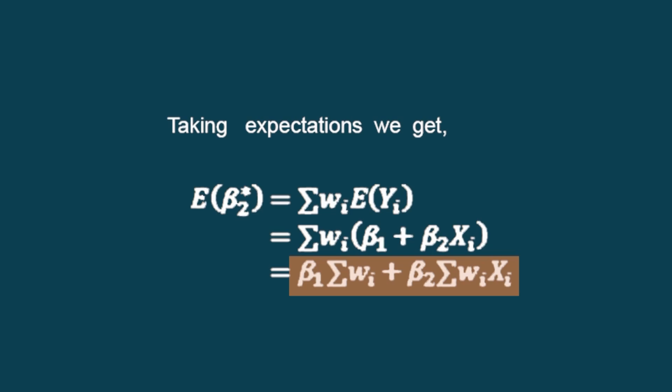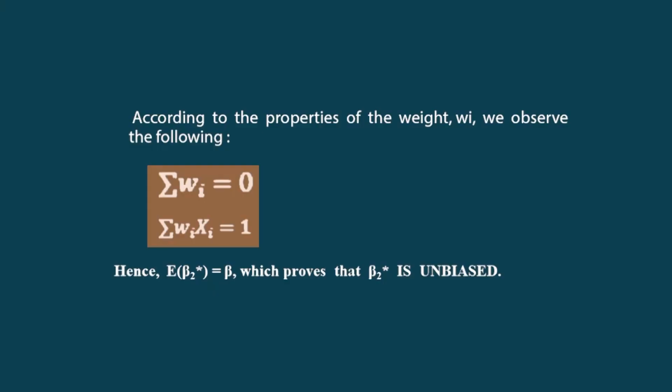and summation of wi xi is 1. So why is the summation of wi 0? Because wi has xi in the numerator, small xi. Small xi means capital Xi minus x bar. So when we take the deviation of an observation from its mean, the sum is equal to 0. So this boils down to summation of wi equals 0.